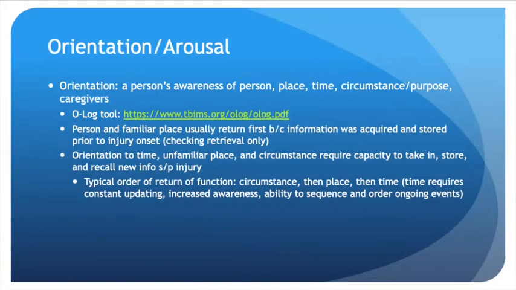With respect to orientation, I should note that person and familiar places usually return first. This was acquired and stored prior to the injury onset, so you're just checking memory retrieval mechanisms. Orientation to time, unfamiliar place, and circumstance require the capacity to take in, store, and recall new information after the injury. So we're looking at a lot more mechanisms in terms of the behavior, the memory function. The typical order of return to function is circumstance, then place, then time, since time requires constant updating.